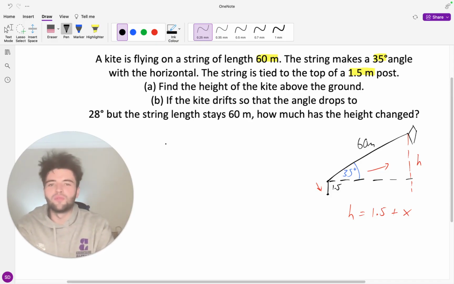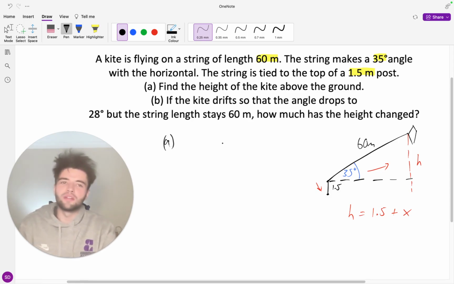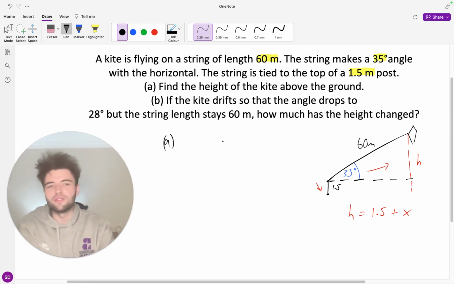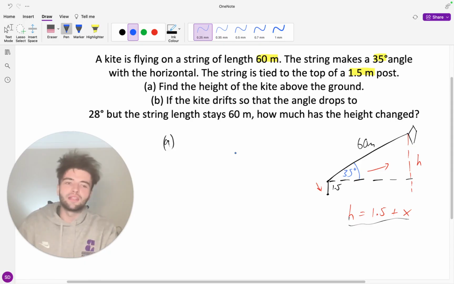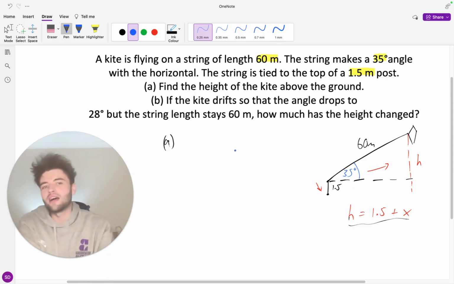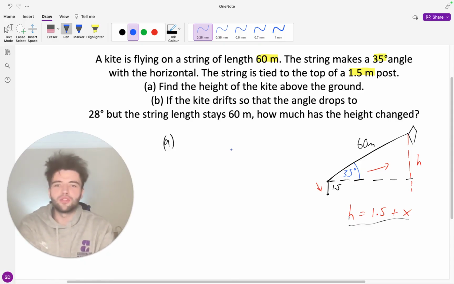Again, this is more of a challenging one. This is the kind of one you'd see in your exam, and you might even be given a diagram, but it is good practice to always be able to create diagrams for yourself. And so you can see here, in order to find the height that we're looking for, we have our 1.5, but we need to find the value of x. And so our next job is going to be to figure out what information we have and what information we need using our trig ratios.